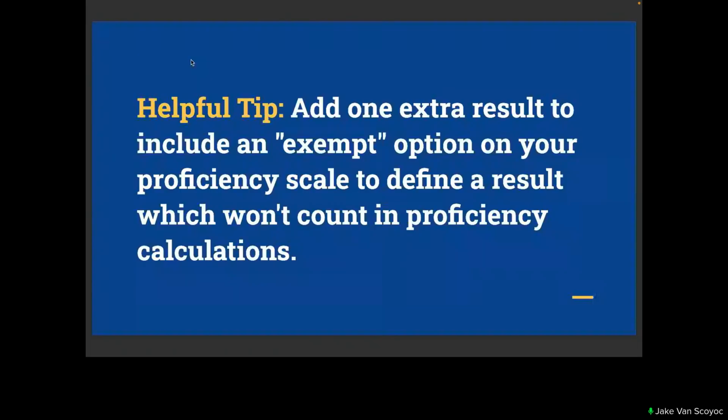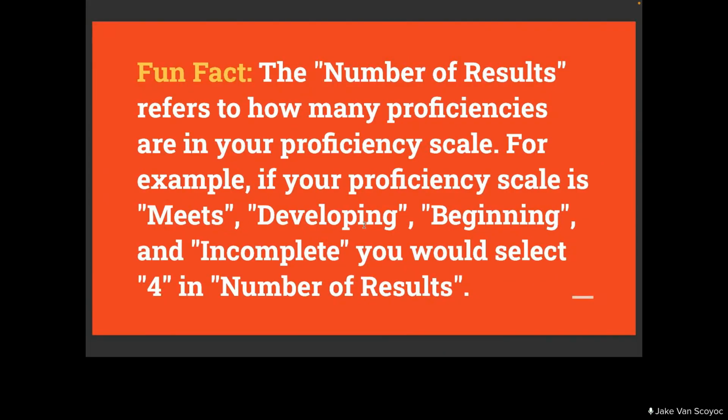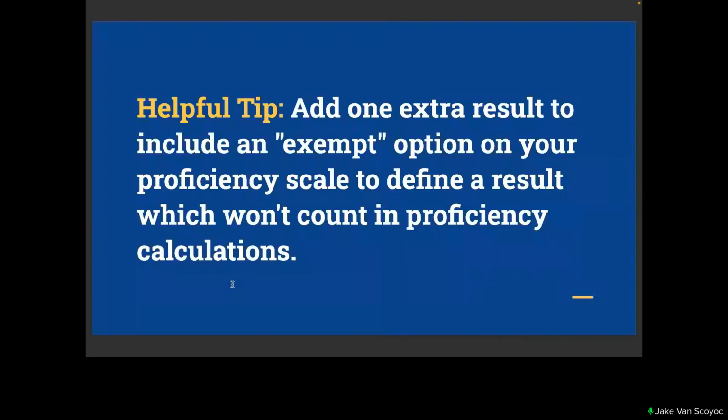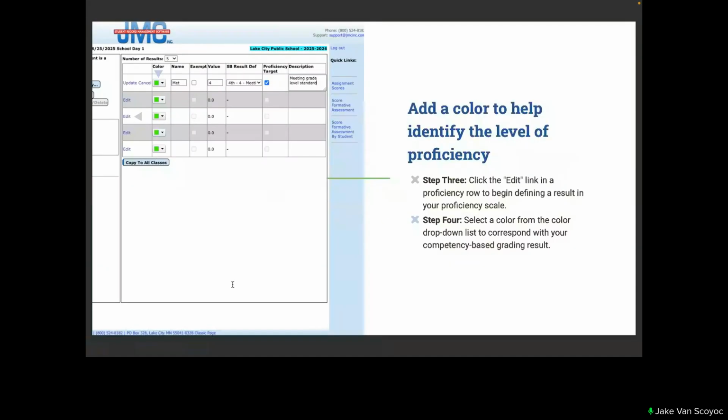Helpful tip, I'd add 1 extra result to include an exempt option on your proficiency scale to define a result which won't count in proficiency calculations. So I'll show you the utility of that in a live look, but in a scale such as this, where we have meets, developing, beginning, and incomplete, I would select 5 rather than 4 because I want to keep space for that exempt option. So step 3, now we have to define each of those proficiencies right here.